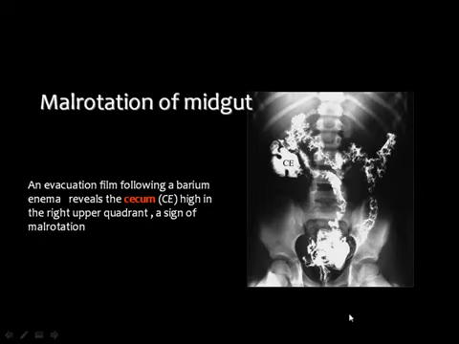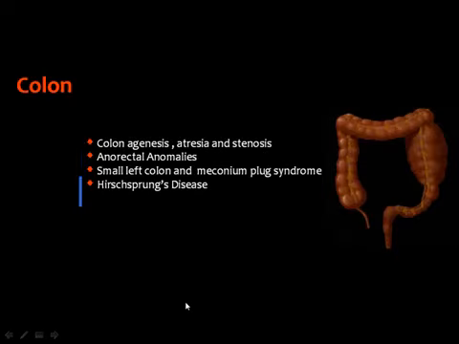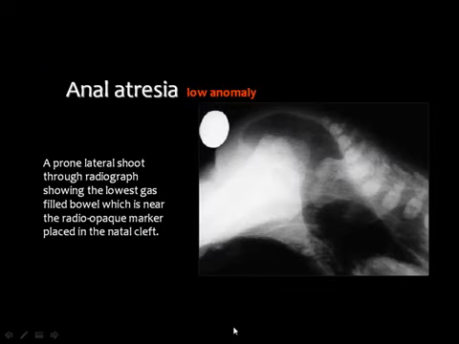Then one of the lesions in the intestine generally is the malrotation of the bowel, and here you can see the cecum, instead of being in the right iliac fossa, is high up below the liver, diagnostic of one of the forms of intestinal malrotation. Then the colonic lesions can be assessed, including agenesis or atresia and stenosis as well, anorectal anomalies, small left colon or meconium plug syndrome, as well as Hirschsprung disease.